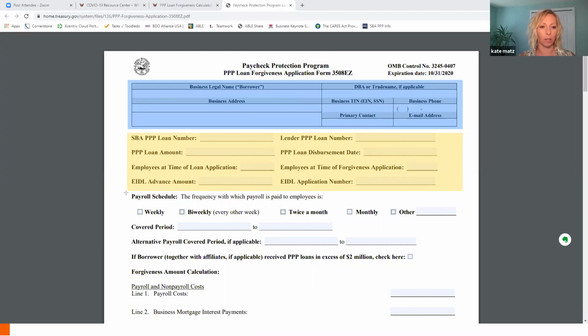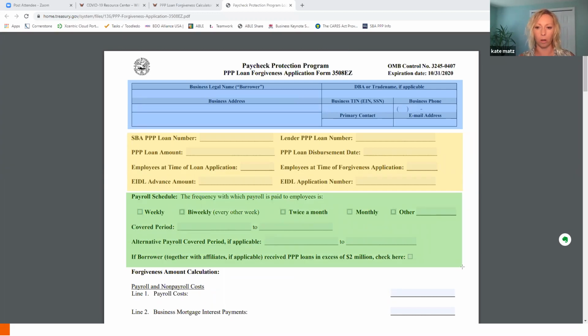Next section then is going to be a few items that are going to impact how your calculation works. So you'll check the box on the payroll schedule frequency that you have. You'll fill in your covered period, and then if you chose to use an alternative payroll covered period, you'll plug in those dates as well, and those can all be found on the calculator. So you're plugging in the first dates, and the calculator shows you those end dates.